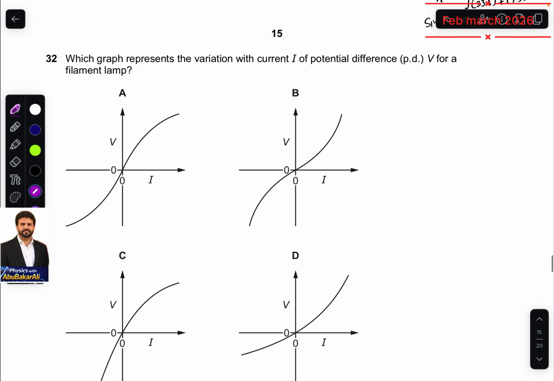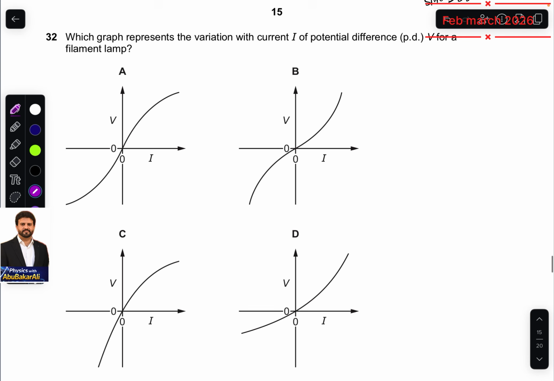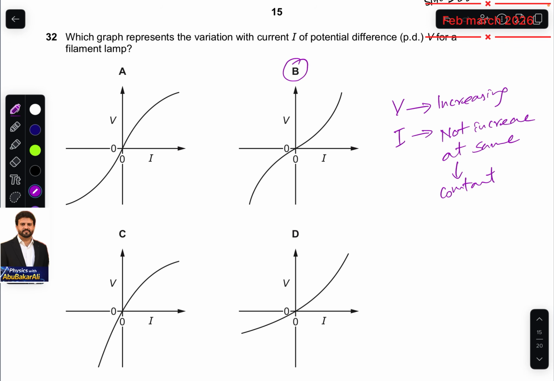Moving forward, question 32. Which graph represents the variation with current I of potential difference for a filament lamp? What you need to know is that in a filament lamp, voltage keeps on increasing and I will not increase at the same rate, or you can say it will be constant at some point. So if you read the graphs you will see B is the only one representing that.